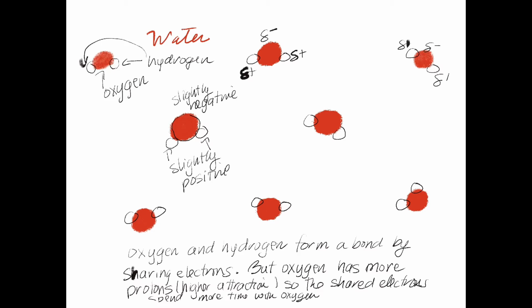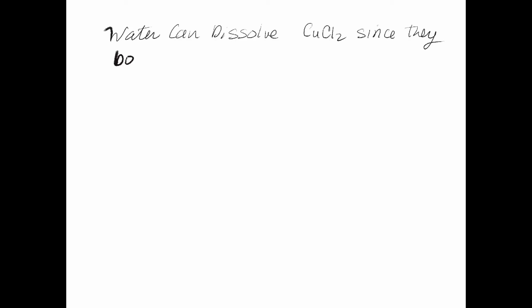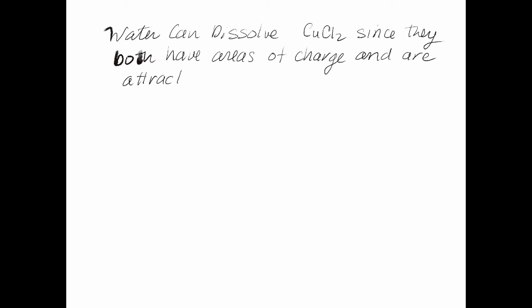And then I'm just going to draw in those little sigmas, which means slightly negative and slightly positive. So water can dissolve CuCl2 since they both have areas of charge and are therefore attracted to one another. So I'm just going to draw my copper chloride and my water molecule with the charges.